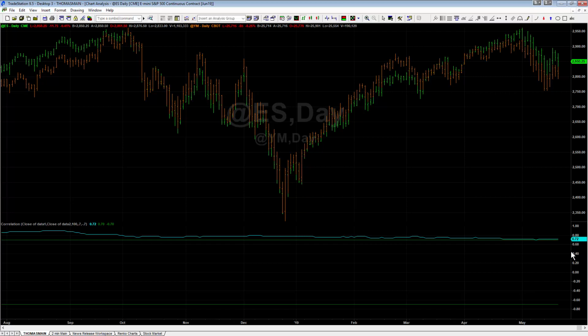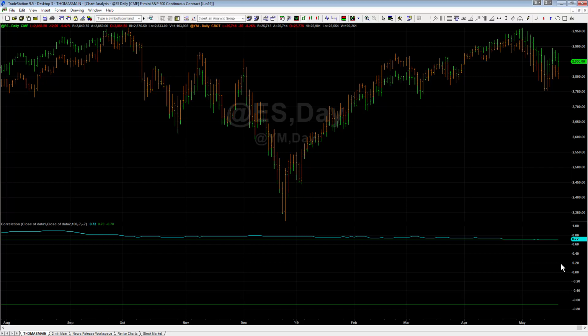Okay, now the way correlation works is 0 means there's no correlation at all. They're not correlated. If it is a positive 1, that means they're perfectly positively correlated, meaning they both go up and they both go down at the same time. So if I put another S&P chart up here and said, okay, is the S&P correlated to the S&P? It would be a positive 1. Yes, they're the exact same thing.